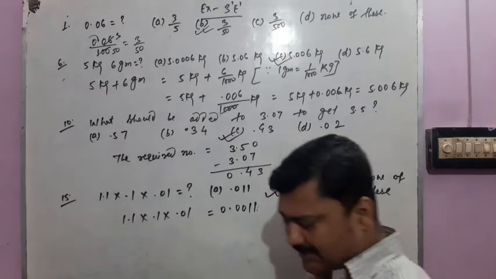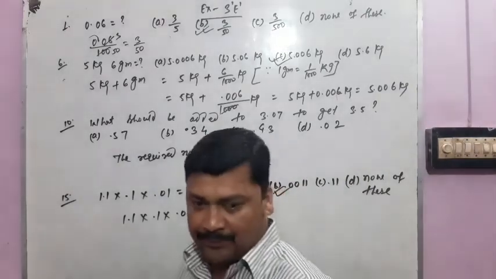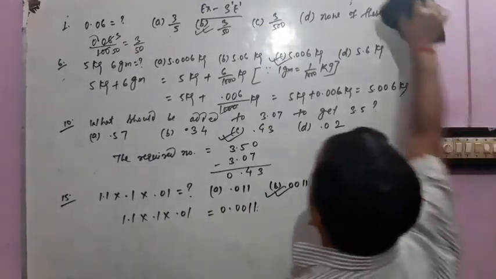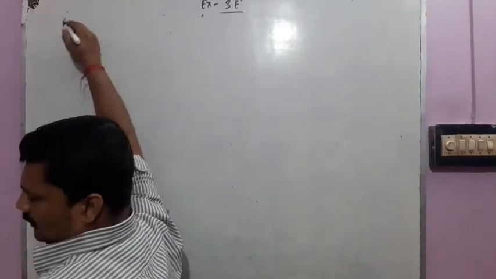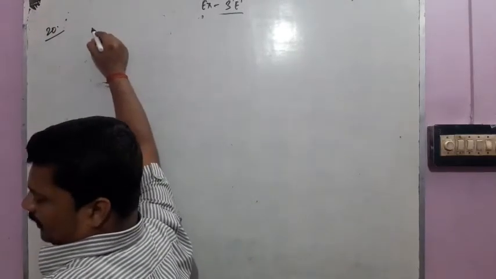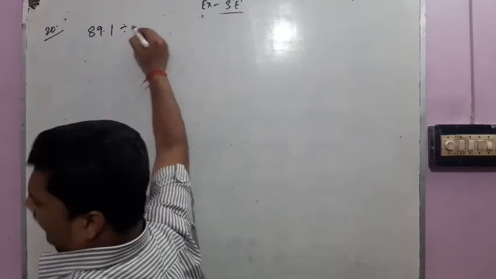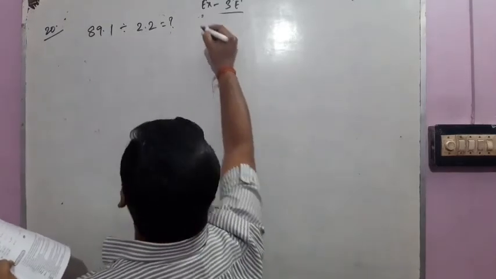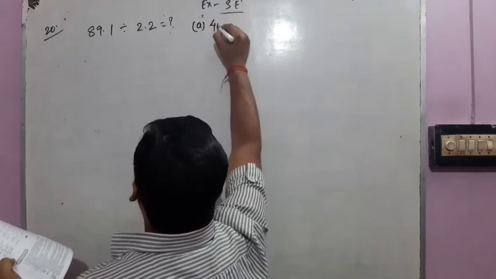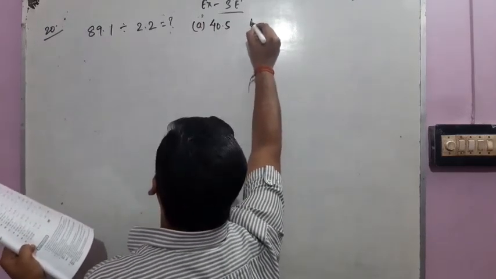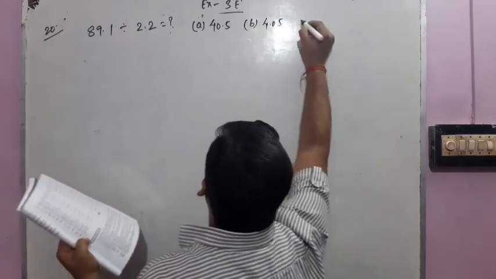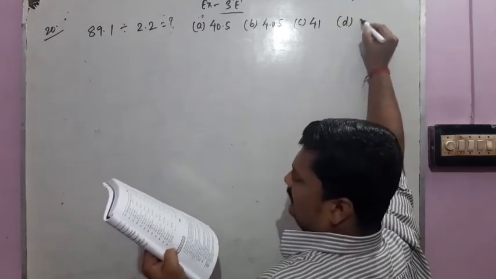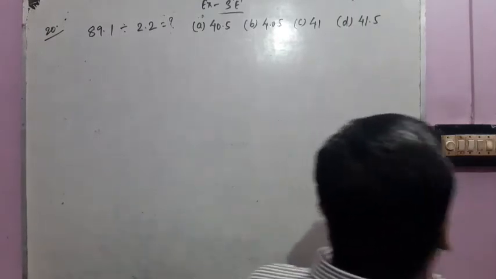Now students, question number 16, 17, 18, 19 and 20 are all the same. So before solving this question we have to clean this. So look here, question number 20. 89.1 is divided by 2.2 is equal to what? And the options are given here. The first option is 40.5. Option B is 4.05. Option C is 41. And option D is 41.5. These 4 options are given here, students.